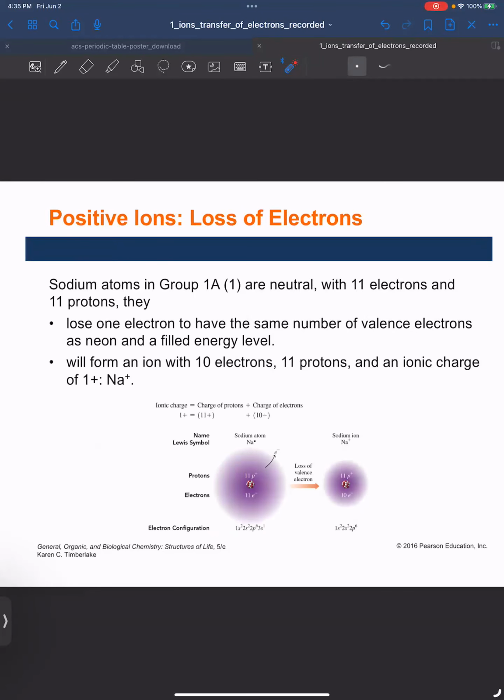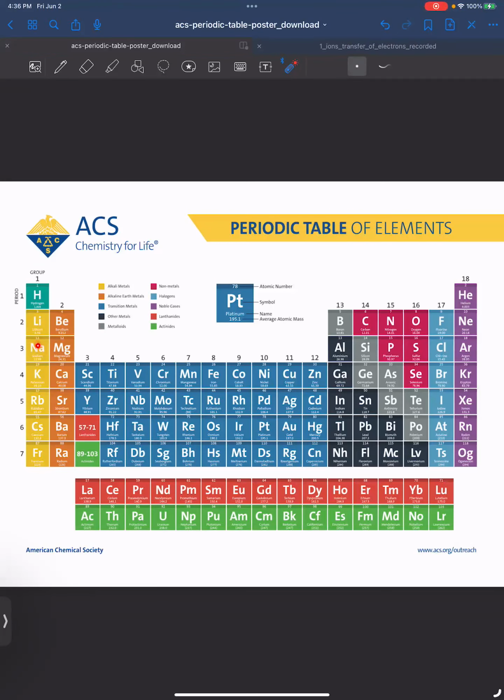So let's look at sodium as an example. Sodium's in group 1, which has 1 valence electron. Its nearest noble gas that precedes it, in this case here, is neon. Neon has 10 electrons. Sodium has 11. So all sodium needs to do to look just like neon is to lose 1 valence electron.